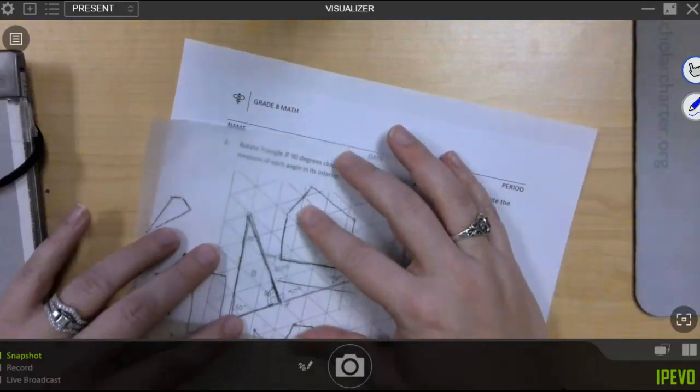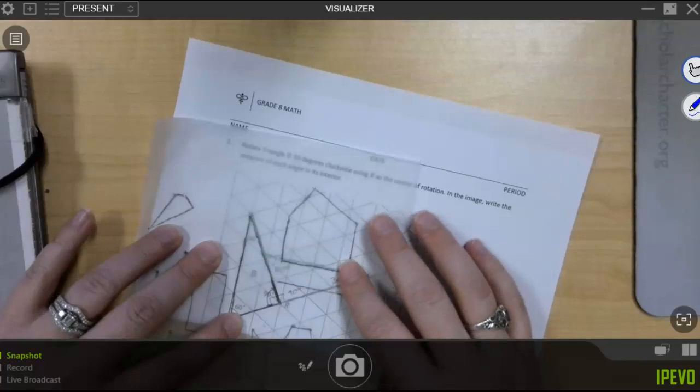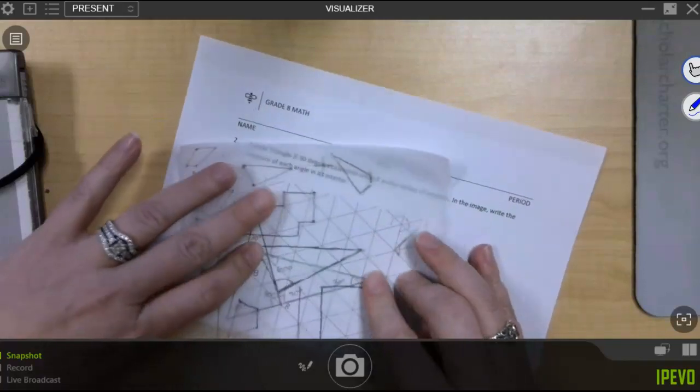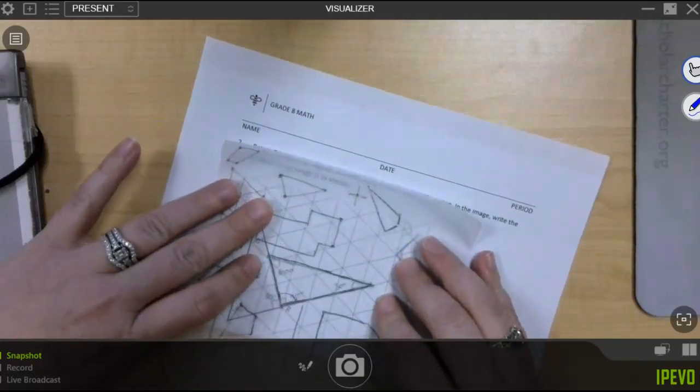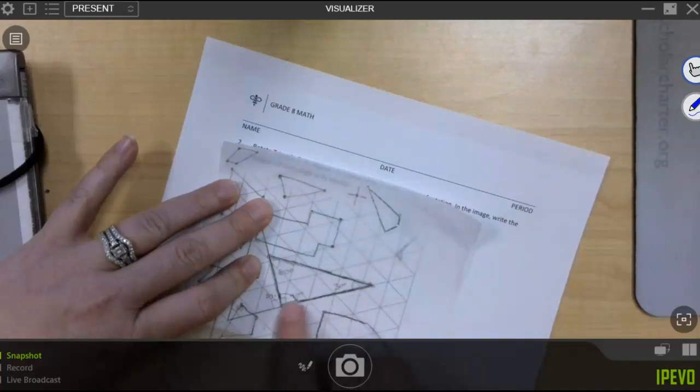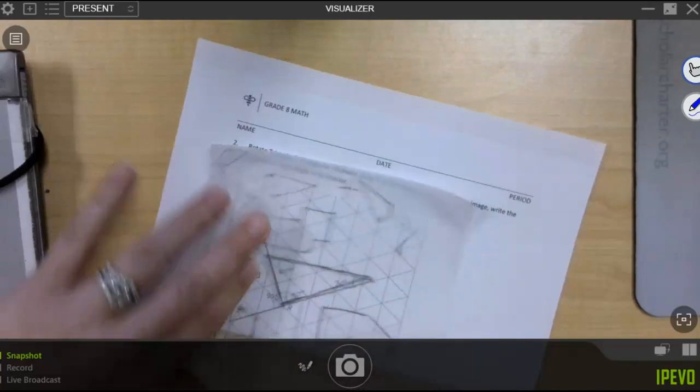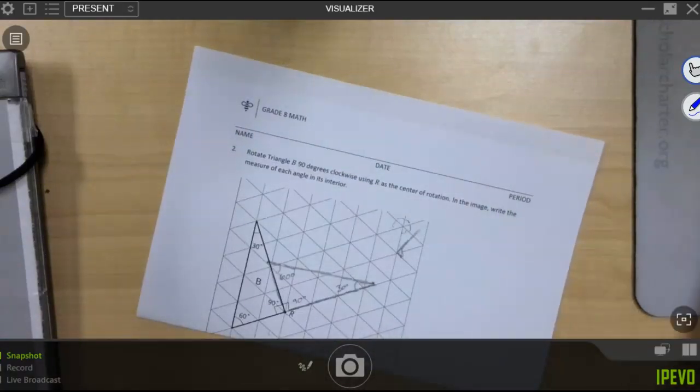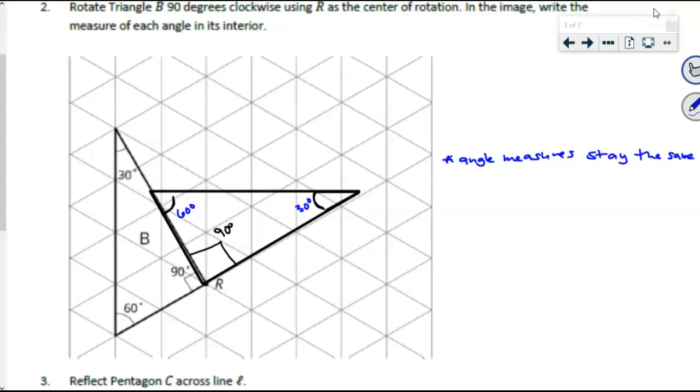Just like here, here's our side length. I'm only tracing it the one time when I do that rotation, and it's rotated and retraced into place. I didn't change that length of that line. It stayed the exact same. So the angles are staying the same just as the side lengths are staying the same. So let's write that down as well. Angle measures stay the same and the side lengths all stay the same.